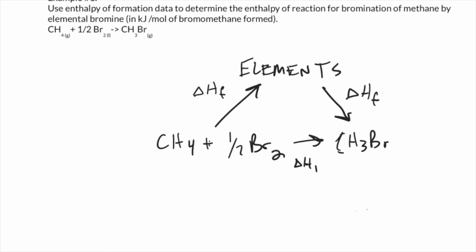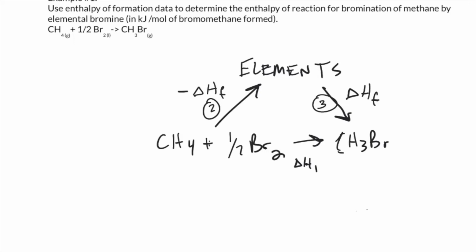Now, we're going to put a negative in here because it's the opposite process, right? We're going from compounds to elements and not from elements to compounds, okay? So I'll call this reaction 2. I'll call this reaction 3.